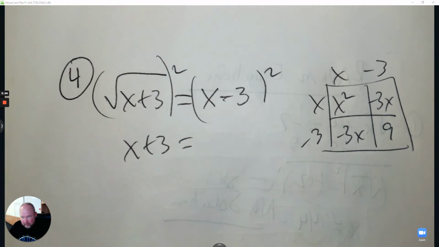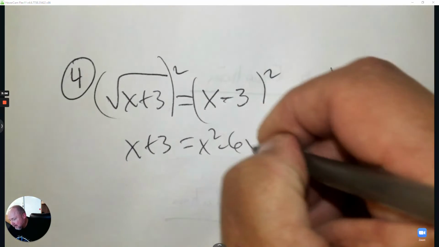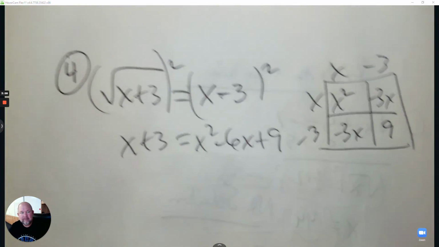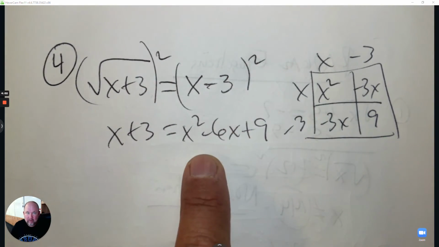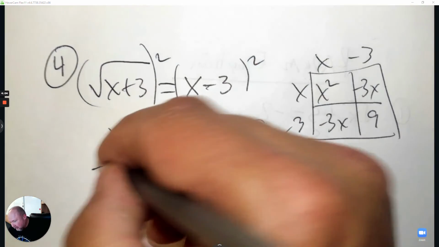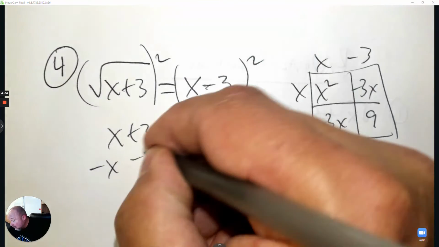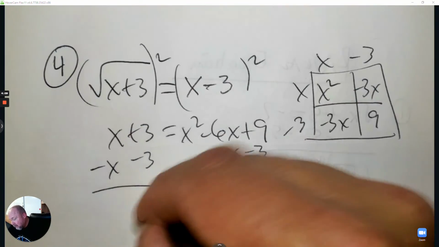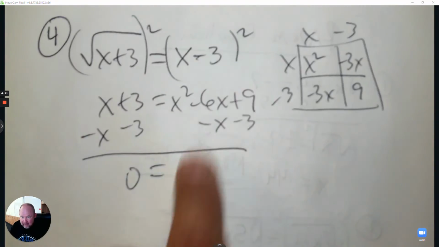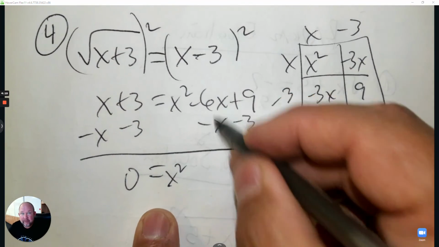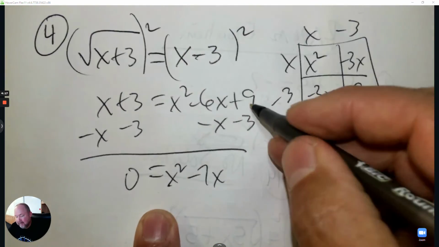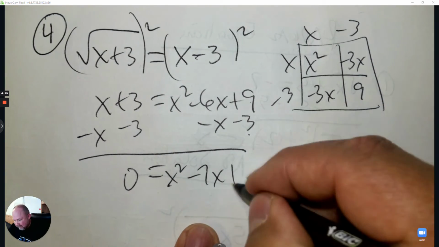And then combine like terms. So we have x squared minus 6x plus 9. And now it's a quadratic equation. So now we're going to make it equal to 0. So I'm going to subtract x. I'm also going to subtract 3. So now it's equal to 0. And then I'm going to solve it. So we have x squared, negative 6, subtract 1 is negative 7. And then 9 take away 3, that's 6.